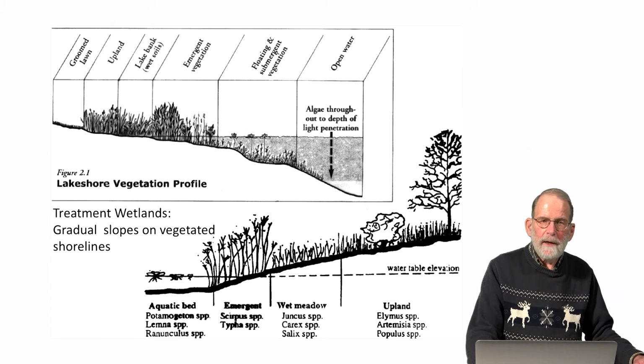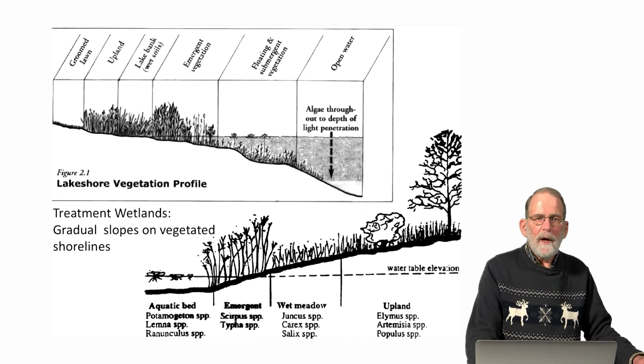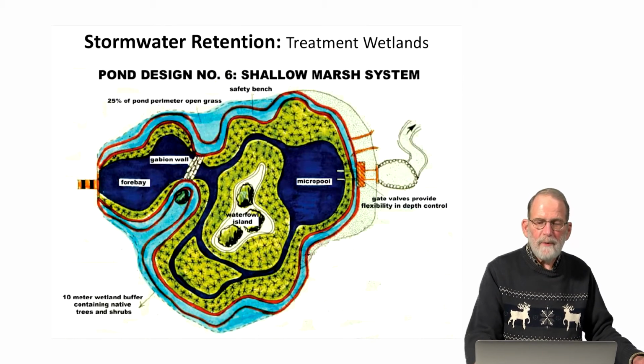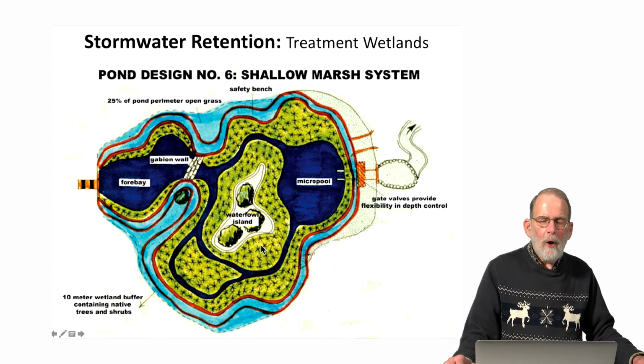And so in creating these kinds of systems, we need to pay attention to how the systems are designed. What kind of side slopes do we have? What kind of vegetation is planted in the areas immediately adjacent to the water bodies? And how do we maintain these different planting systems over time?